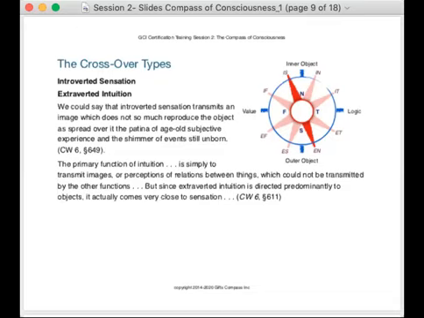We could say that introverted sensation transmits an image which does not so much reproduce the object as spread over it the patina of age-old subjective experience and the shimmer of events still unborn. The primary function of intuition is simply to transmit images or perceptions of relations between things, which could not be transmitted by other functions. But since extroverted intuition is directed predominantly to objects, it actually comes very close to sensation. We will see in the course that extroversion carries sensation-like attributes and introversion carries intuition-like attributes.